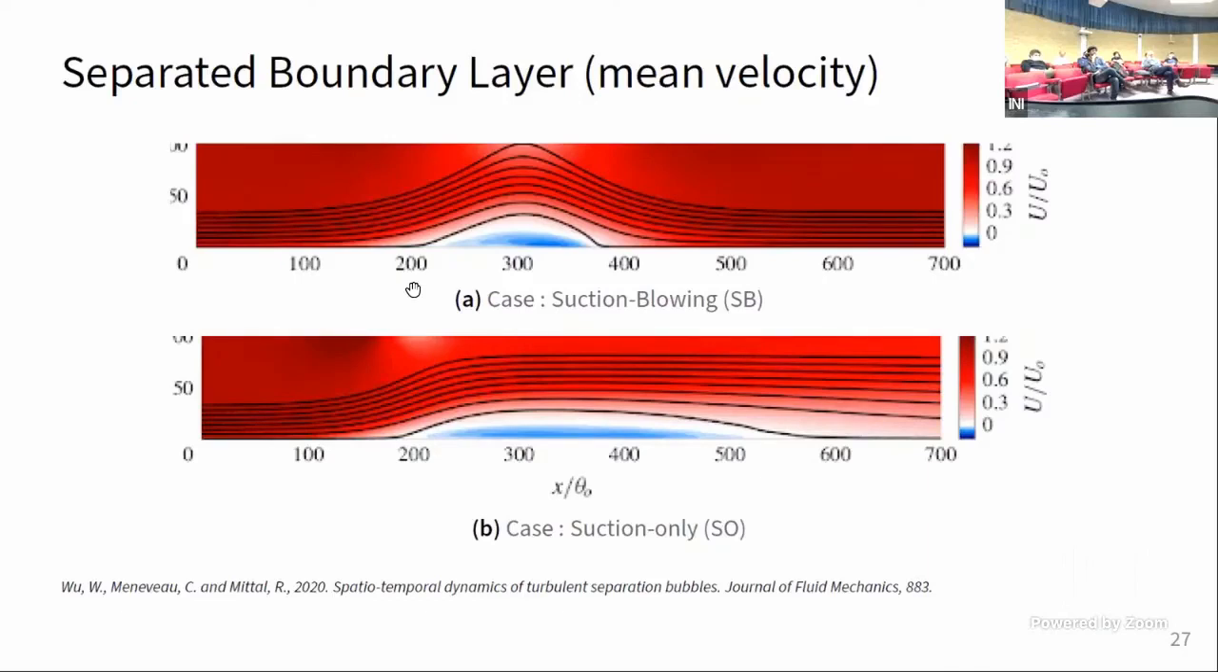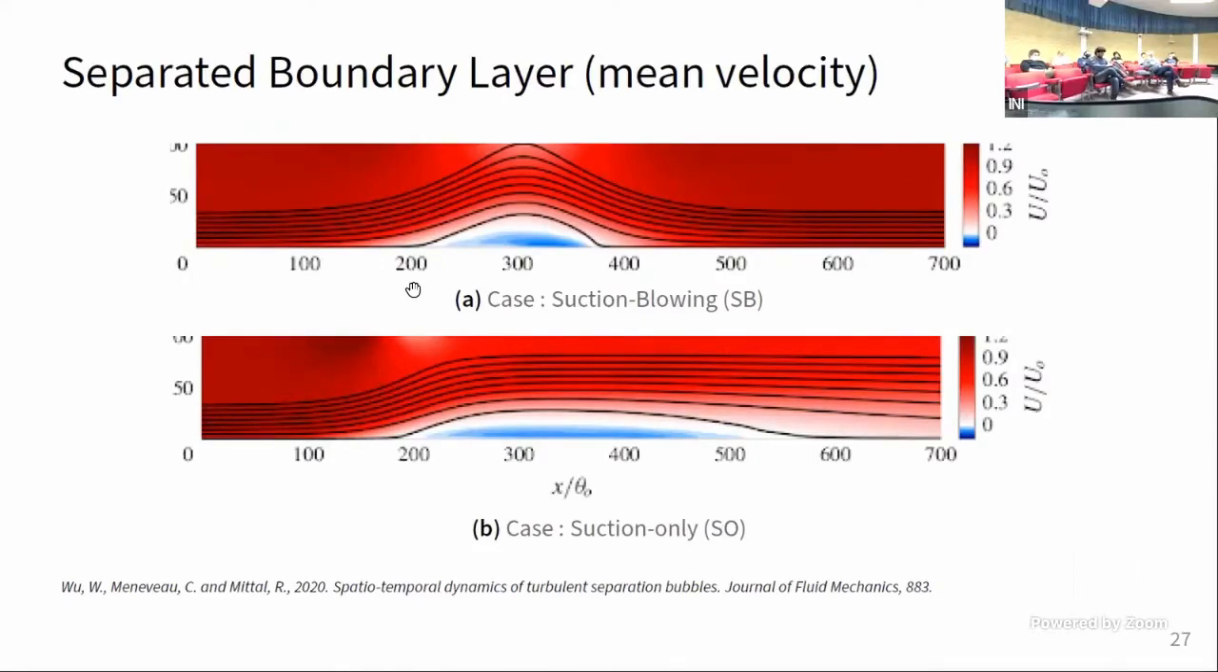But in order to keep my mass flux constant, otherwise it becomes a little bit problematic to handle, what traditionally people do is also have blowing, which is proportional to the suction. So the mass flux in the computational domain remains constant. So that's the suction and blowing case, but they also did the case with suction only and no blowing.